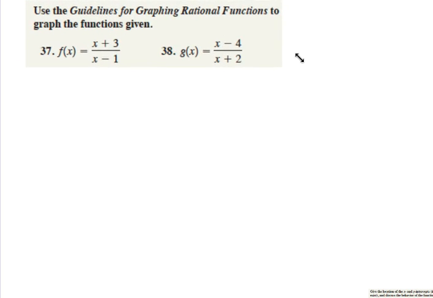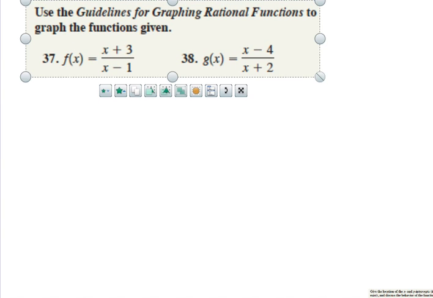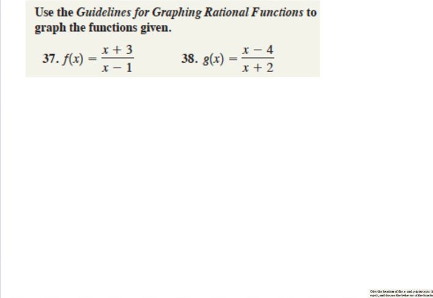So looking at number 37 from our homework. Finding the x-intercept, we're going to plug 0 in for y, which makes the denominator basically disappear. So to find our x-intercept, we're just going to solve for 0 equals x plus 3. So what's my x-intercept? Negative 3. Good. So we have an x-intercept at negative 3 comma 0.